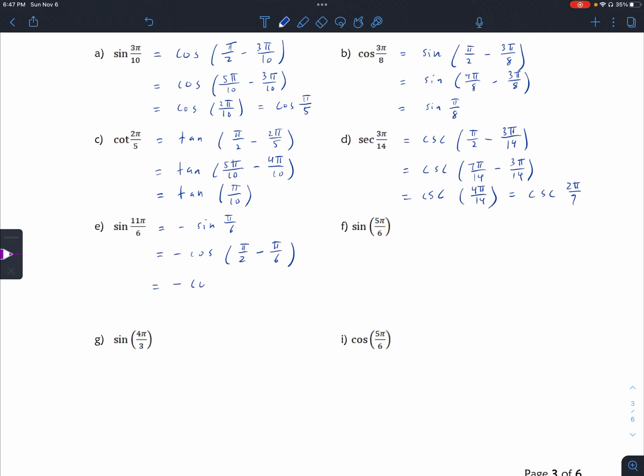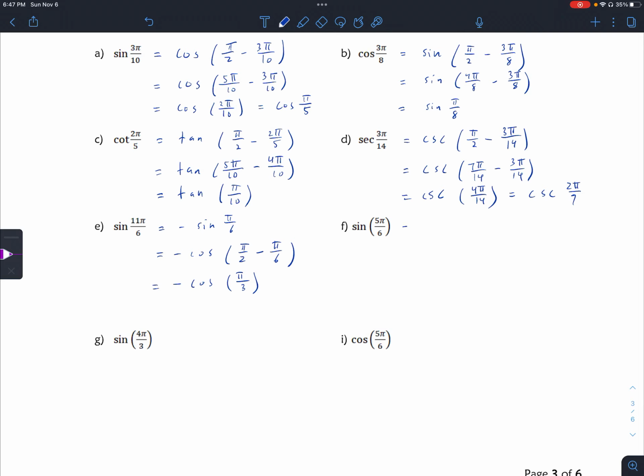And so that's going to be negative cosine of pi over 3, right? Because pi over 3 is complementary to pi over 6. Pi over 3, we call, is 60 degrees. Okay, so now for sine of 5 pi over 6.